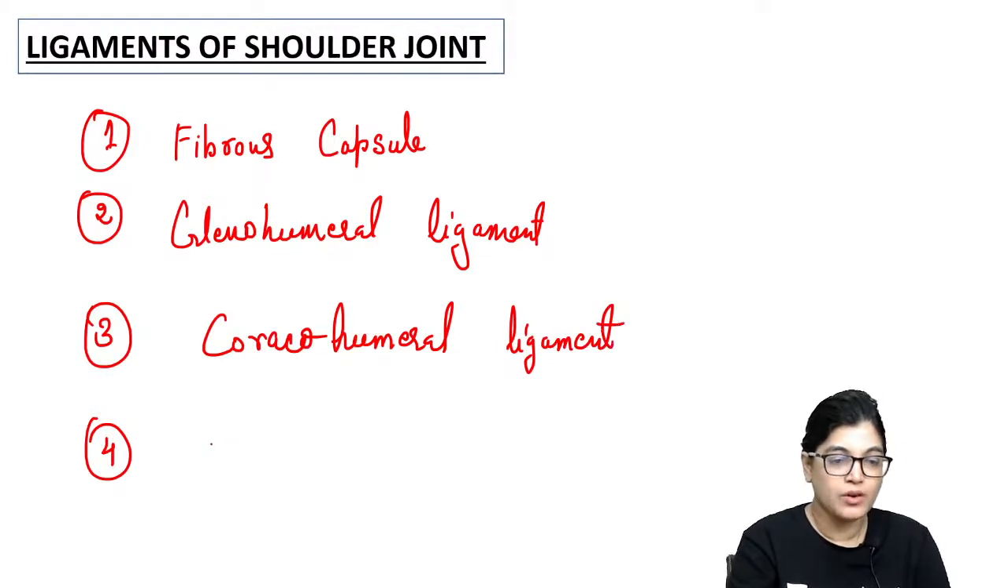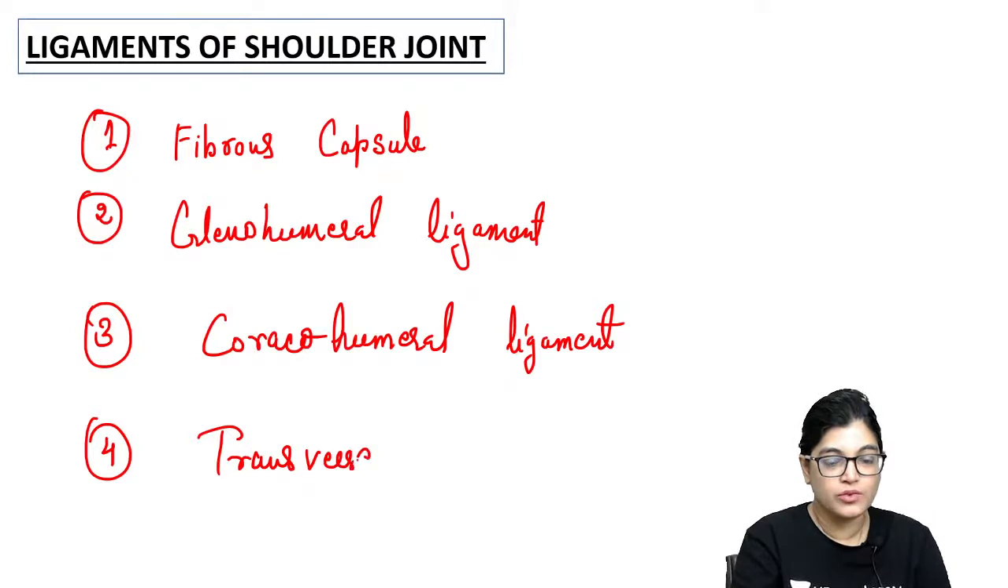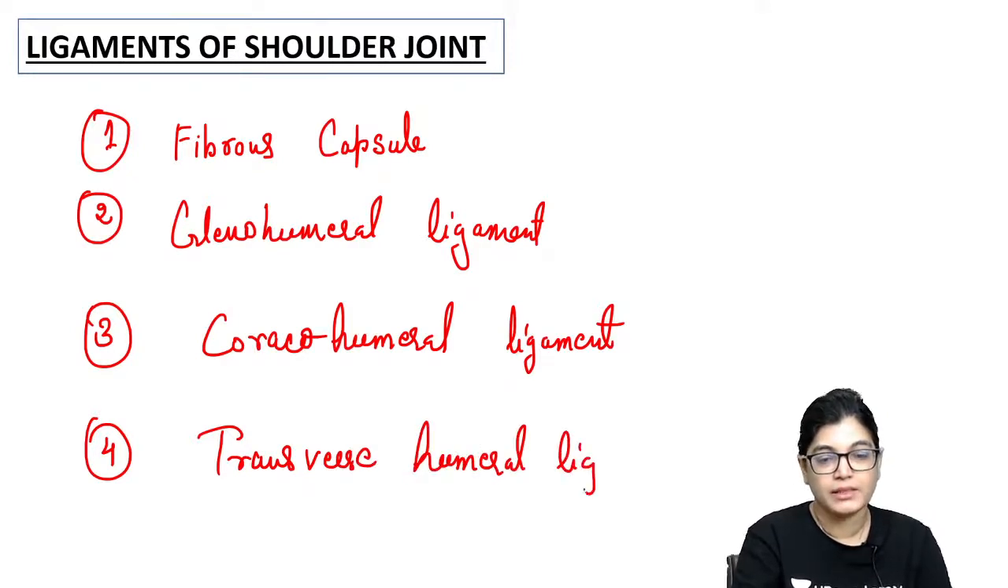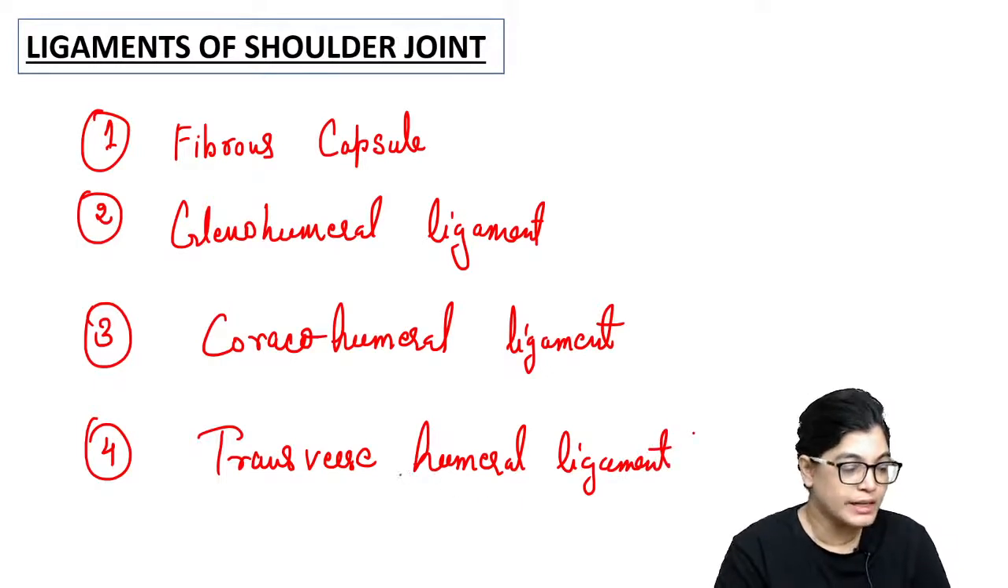Also we have got the transverse humeral ligament. For each of these ligaments, I will show you the diagram and give you the details: the fibrous capsule, the glenohumeral ligament, the coracohumeral ligament, and the transverse humeral ligament.